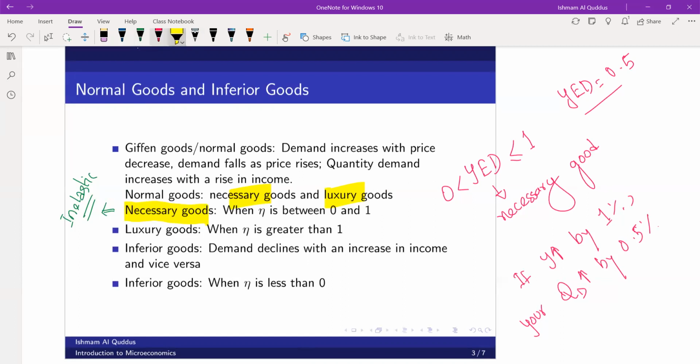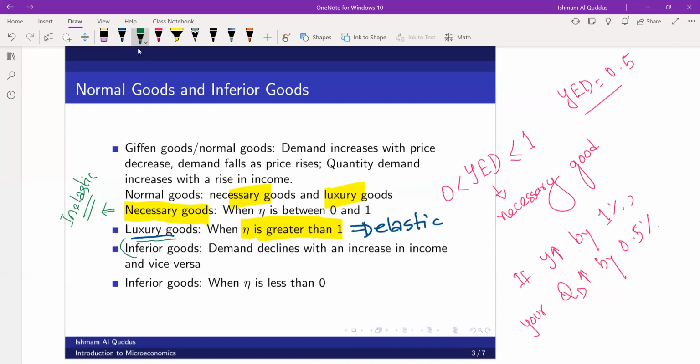And when YED is greater than 1, then we are dealing with luxury goods. And luxury goods tend to be elastic, right? So if YED is 1.5, this means that the good in your hand is a luxury good.